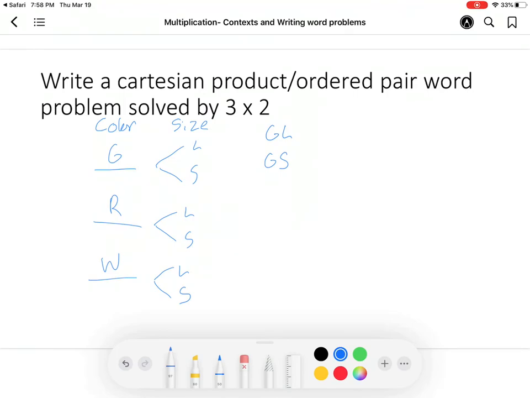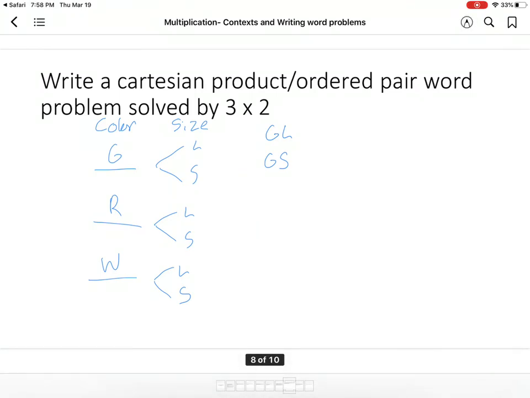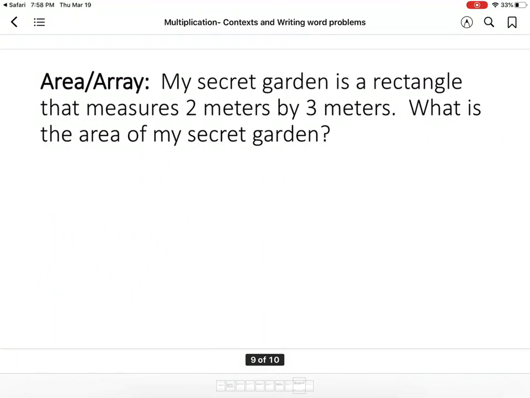Sam has a bag of marbles. The marbles are either green, red, or white. Each color comes in either large or small. How many different types of marbles could Sam have in his bag? All right, moving along to the next one.